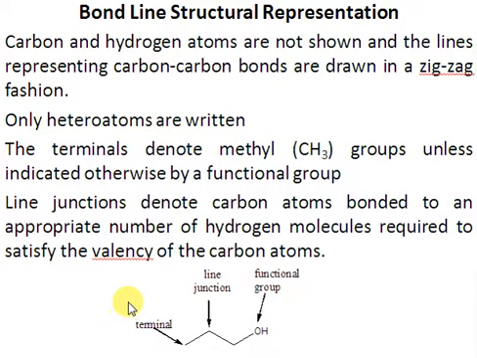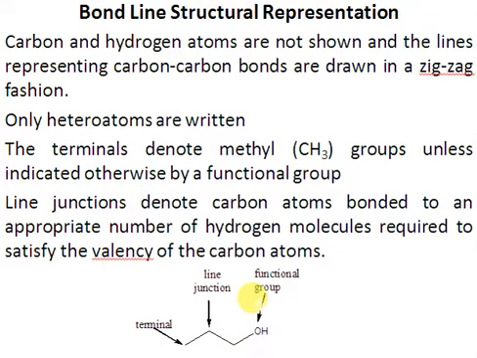So you have methyl whenever there is a terminal, and there is an intersection or line junction. So whenever there is a line junction, you should know that at line junction there is a carbon, and you have to just count the bonds of this carbon. So this carbon is forming 2 bonds, and 2 more will be hydrogen. Similarly, this is also a line junction. So at this line junction we have carbon, and you can satisfy the valency by adding a sufficient number of hydrogens in order to make the valency of carbon up to 4, right? So here we have a functional group here, right?